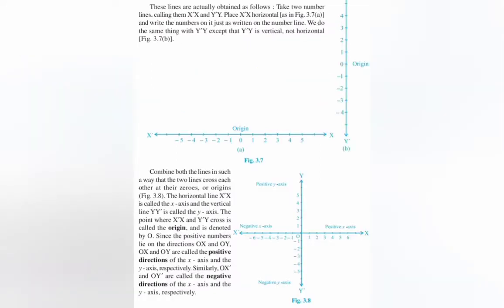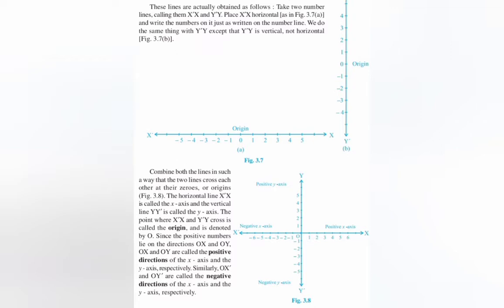So these lines are actually obtained as follows. Take two number lines, calling them x dash x and y dash y. Place x dash x horizontal as shown in the figure, and write the numbers on it just as written on the number line. We do the same thing with y dash y, except that y dash y is vertical, not horizontal. It is clearly given in the figure. You can take your textbook and refer your textbook for more clear picture.